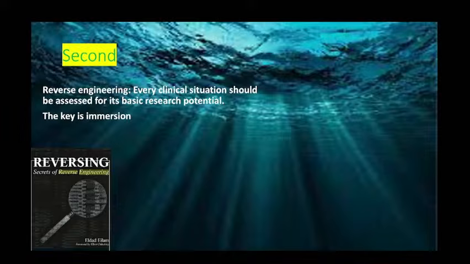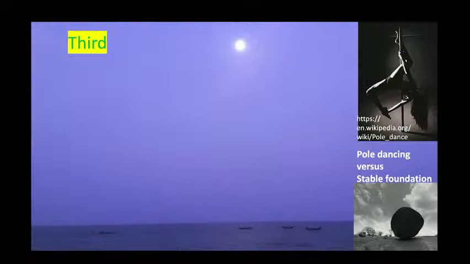That is the second point. The third is, this was also taken at the beach, and this is a moon. It appears like the sun, but it is the reflection of the sun on the moon. So, pole dancing versus stable foundation. What we all do is we take one device, and I've seen all scientists and engineers do it. And then for the rest of their lives, they are working on that small device. But at the end of it, this can be a complete failure.